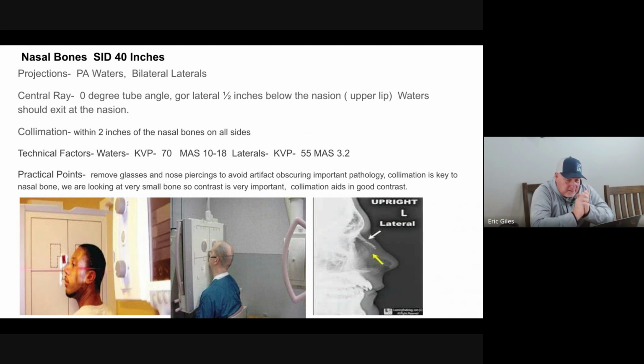So our laterals, we're going to shoot those kind of like a finger technique. You look at that little nasal bone, it's pretty tiny, right? So we're going to shoot those at 55 kVp at 3.2 mAs. It's basically the same technique as a finger. That's what you're going to shoot both of your nasal laterals.